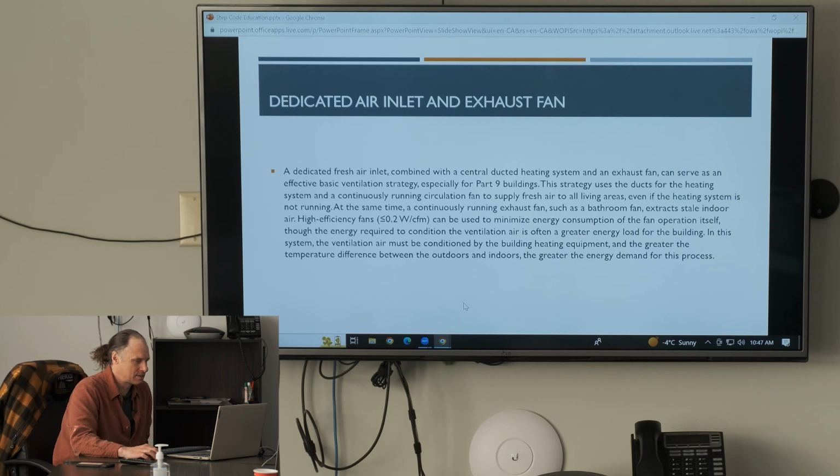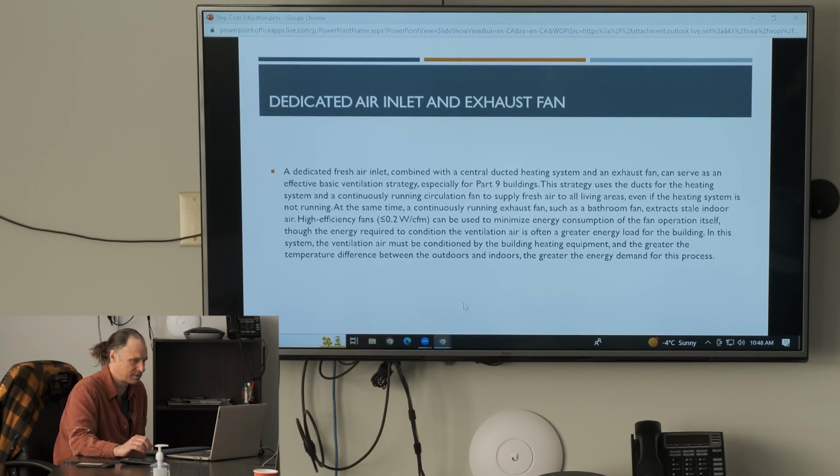Even if the heating system is not running. At the same time, a continuously running exhaust fan, such as a bathroom fan, extracts stale indoor air. High efficiency fans can be used to minimize energy consumption of the fan operation itself, though the energy required to condition the ventilated air is often a greater energy load for the building.